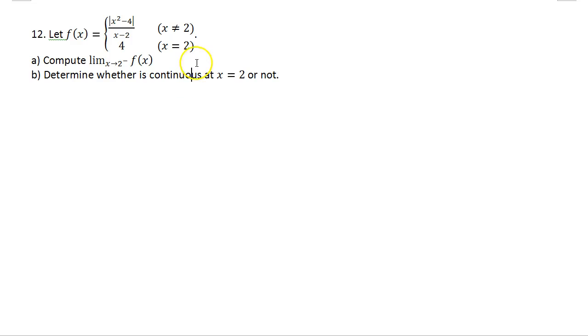Okay, we're given a piecewise function and we have to figure out if it's continuous or not. Let's review what continuity means. Continuity means that the limit of x going to a certain value of f of x is equal to the value at that point. So this is what it means to be continuous at x equal to c. Now, this left side is a limit, and the right side is the value.